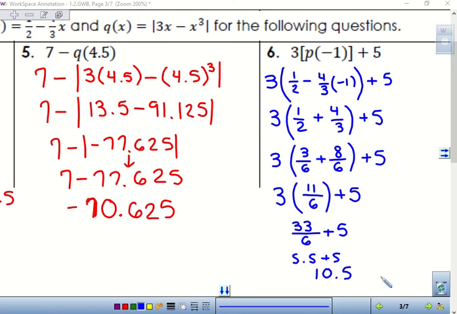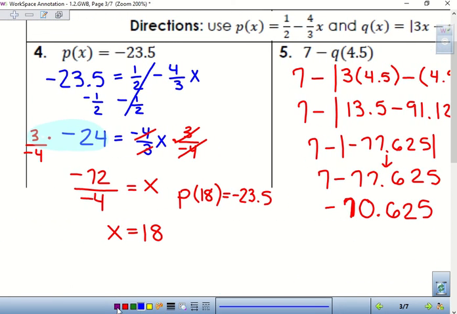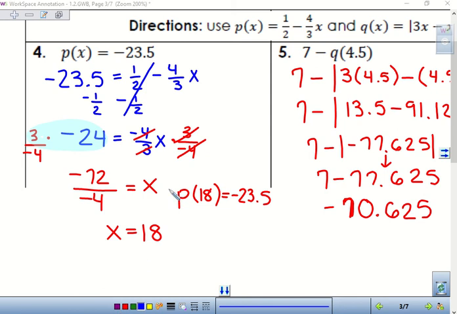Yeah. This is for number 4, but how can you get negative 23.5 to become negative 24? This isn't the answer. Oh, I'm subtracting a half from it.